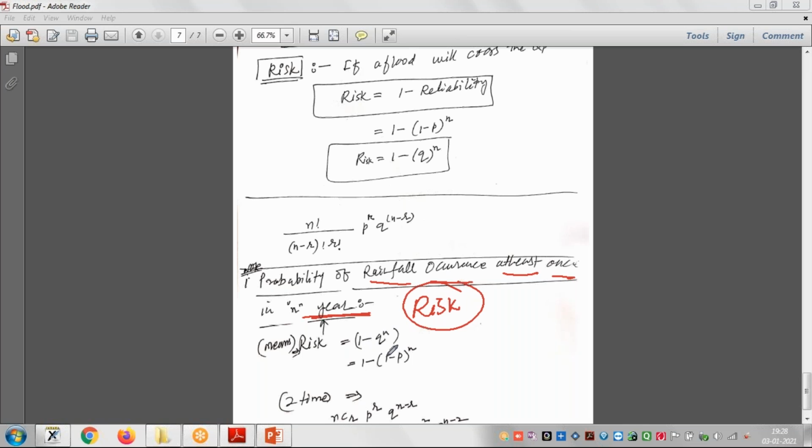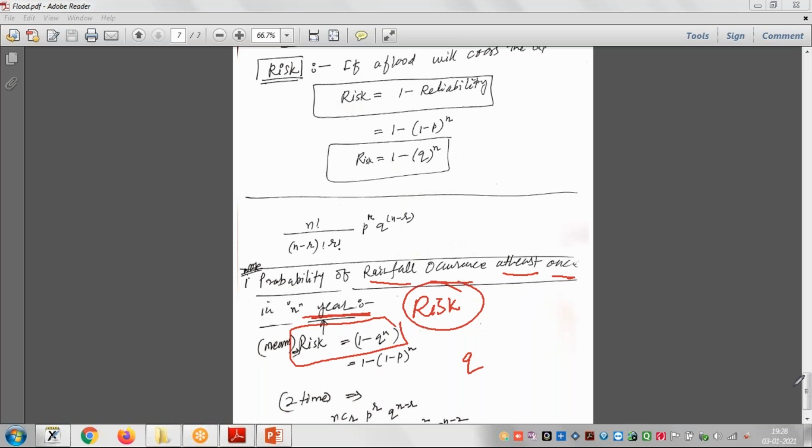So 1 minus, what will we do? 1 minus p raised to the power n, or 1 minus q raised to the power n. Or we can also put the value of q, right? So just remember this.